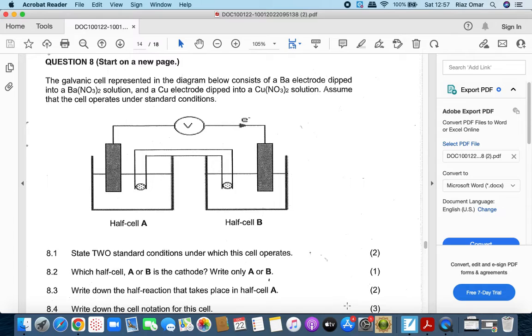A or B? Now, what you should do here: usually when we study, we look at the zinc copper cell, right? So here we've got copper. Here we've got, instead of zinc, barium. So copper is the same, but we've got barium instead of zinc. And we know that zinc is the one that donates the electrons, is the anode.